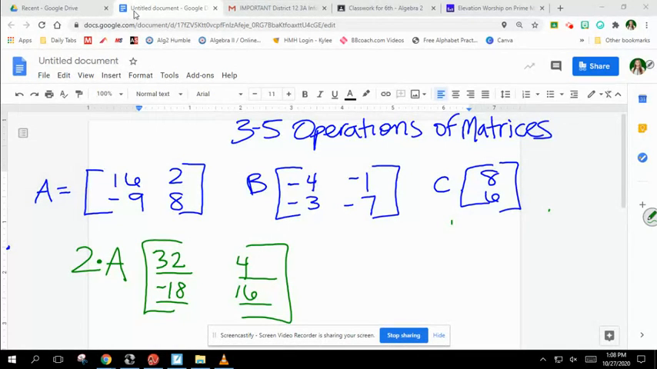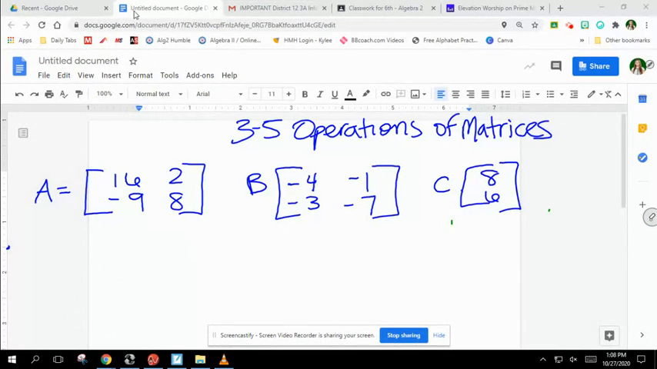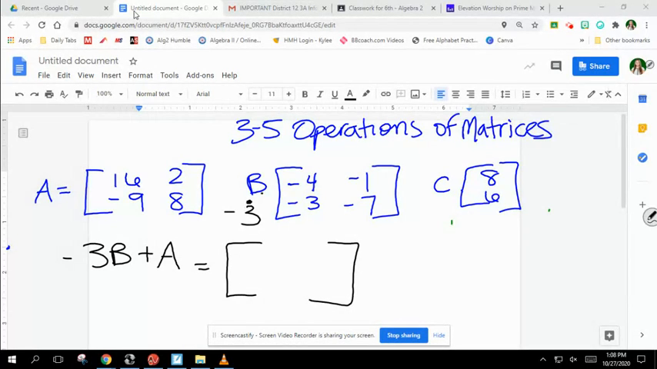Okay, if I ask you to subtract, then you would subtract the 2. You can either do mental math or use the calculator if you want to help you with your integer rules. Okay, last one, and then I'll show you a little bit more complicated version. -3B plus A. So the first thing I want to do is take B and multiply it by -3. So what's the top left?